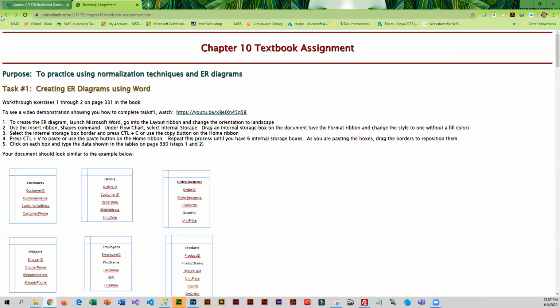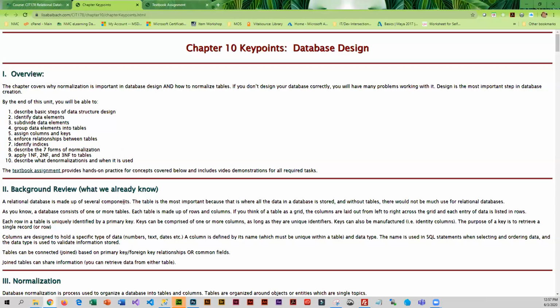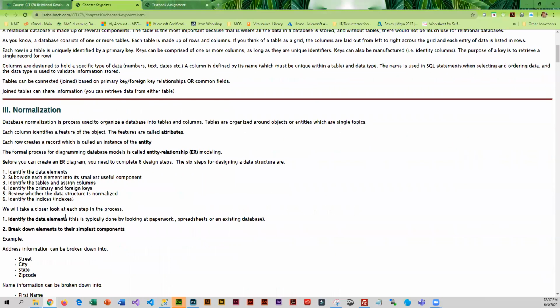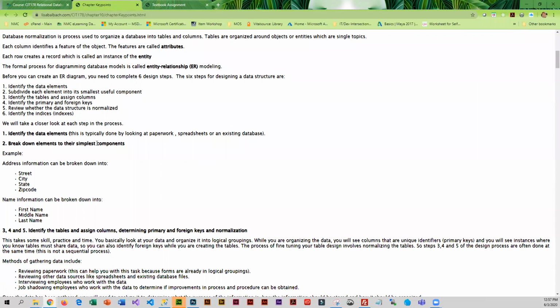Actually, that's the textbook assignment. Let's go up here. So we talk about how to normalize the database. And as I mentioned, this process gets easier the more that you do it. Okay, so I actually enjoy going through your projects and helping you get them normalized. And that is why I am a computer instructor, because I like doing this nerdy kind of stuff.